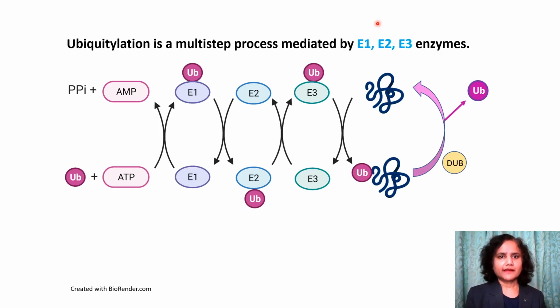Another point is that an E2 enzyme cannot bind an E1 as well as an E3 simultaneously. Only after transfer of the ubiquitin from the E1 to the E2, the E1 should be released before the E2 can bind to the E3 enzyme.